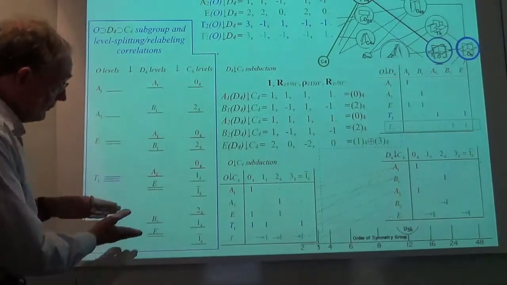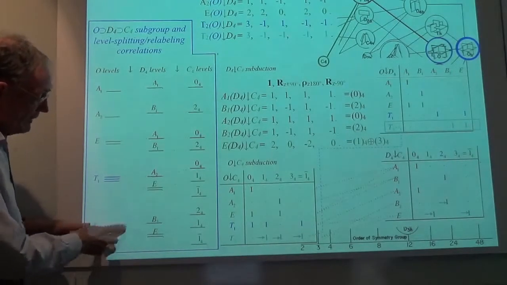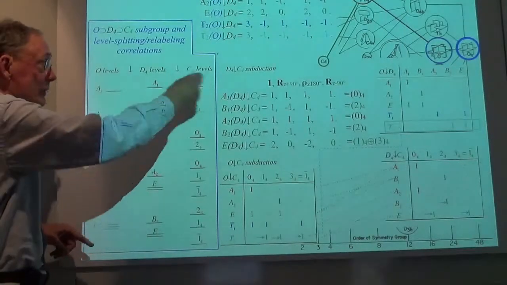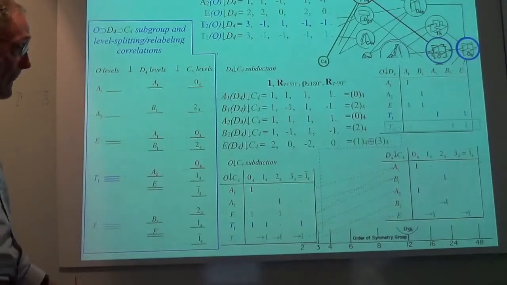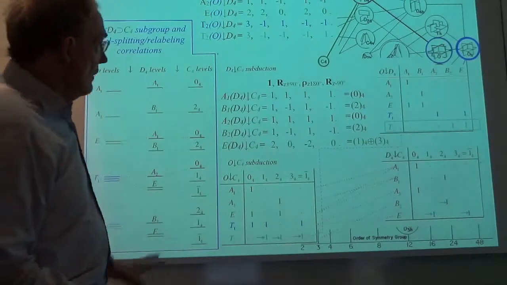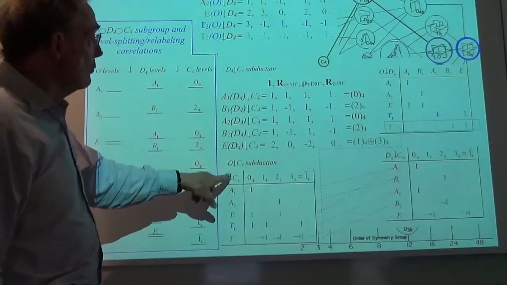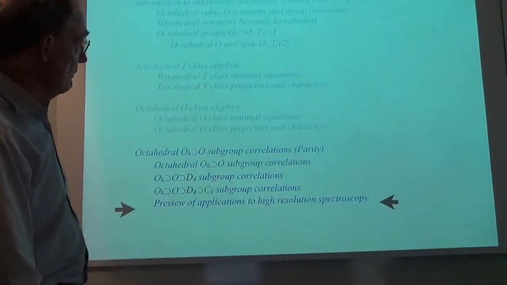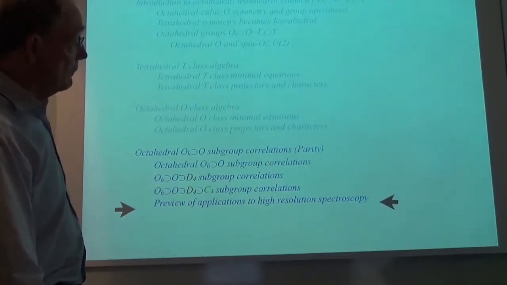Or this is the splitting of the central idempotents into the irreducible idempotents if I were to use this subgroup chain. And we'll talk more about that later on. Anyway, this is a really important correlation table right here. O directly to C4. And that brings us to a preview, just the last two slides here, a preview of what we're going to do with this.